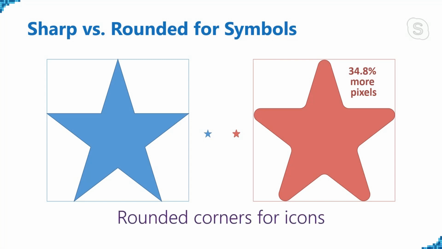The takeaway here is that if you want icons to be easier to see and you're constrained by the size of the icon, like in a particular box, like 16 by 16, use rounded corners for the icons.